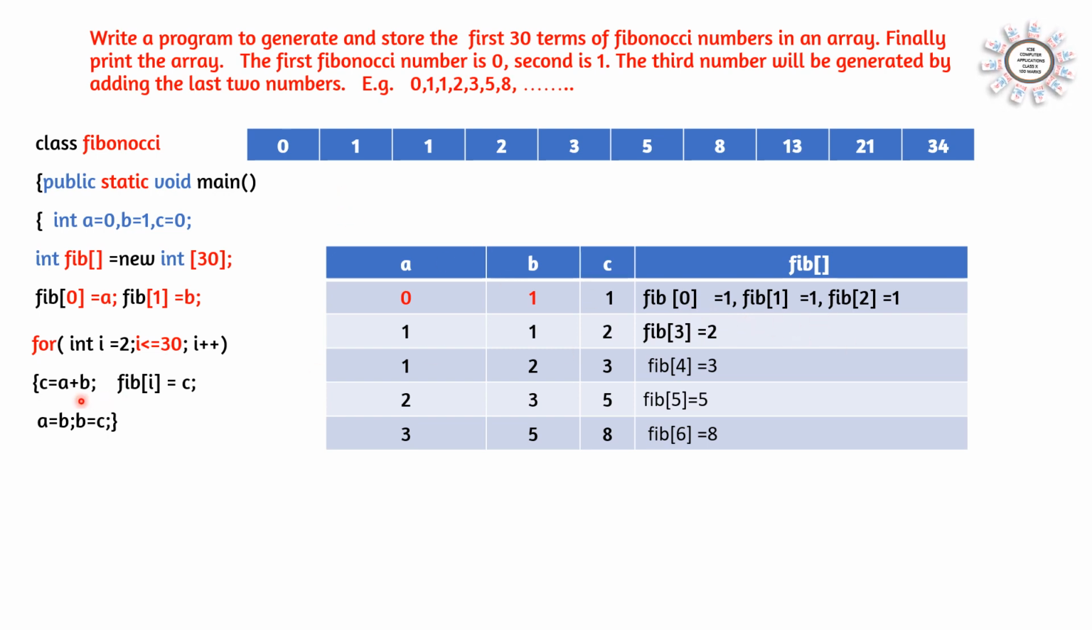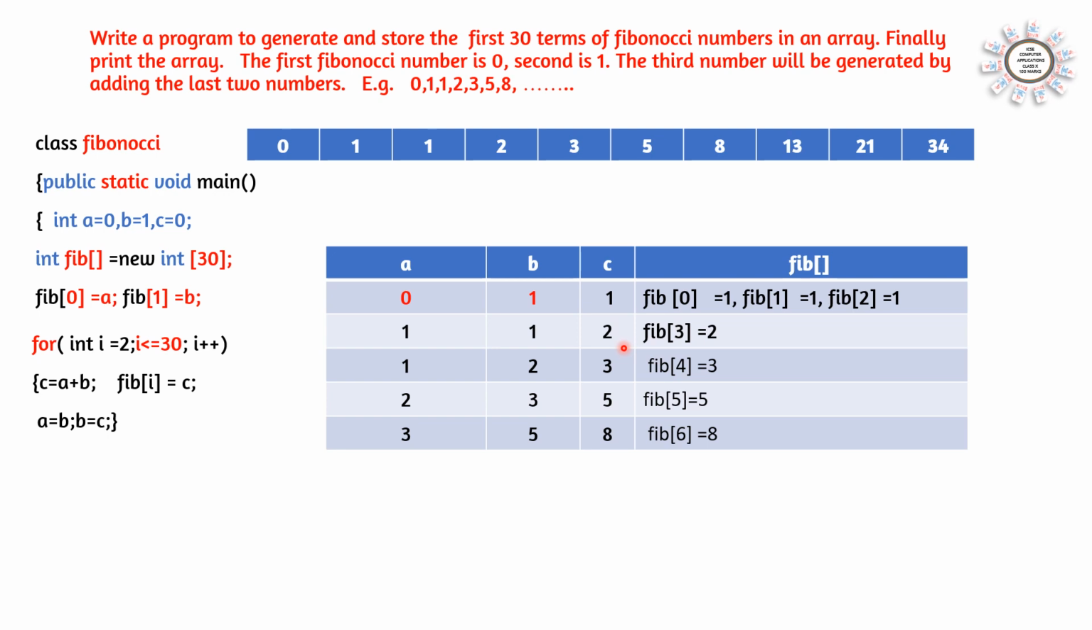And starting from here, f[1] is equal to c. So next, f is starting, the array is starting from 2. So the next number will be f[2], and f[2] is equal to c. The value we got in c will be stored here. And i++, that means i will become 3.